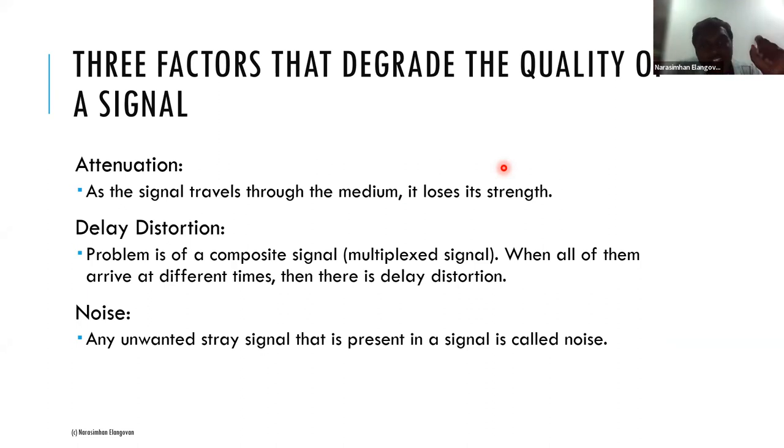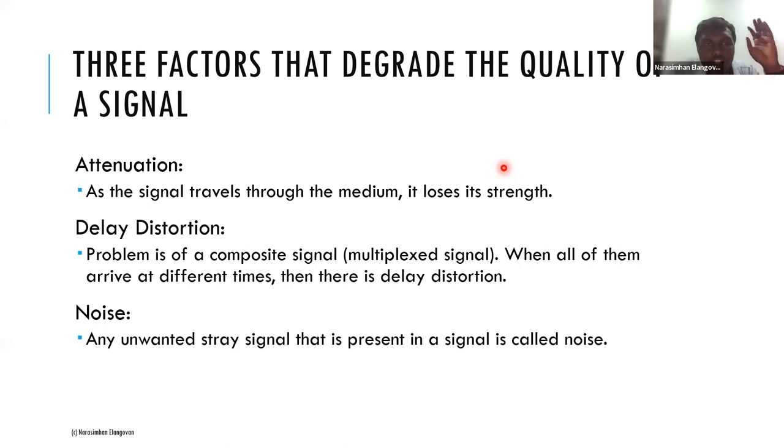Attenuation, in simple language. You are shouting from here. Your family member is 100 meters away or 50 meters away. They can hear you well. Go 500 meters, they will not be able to hear. That's attenuation. As the signal travels, it loses its strength.